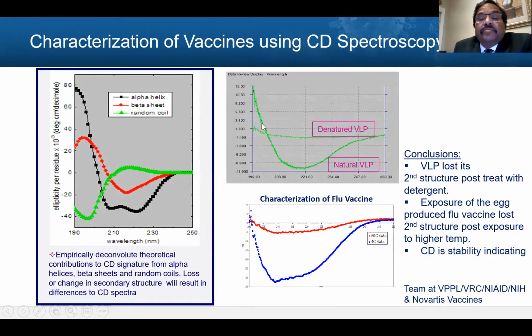This is an example. If we take the chikungunya VLP, it seems like it is a combination of alpha helix and beta sheet. But if you denature it, if you heat treat it, then you lose the secondary structure.